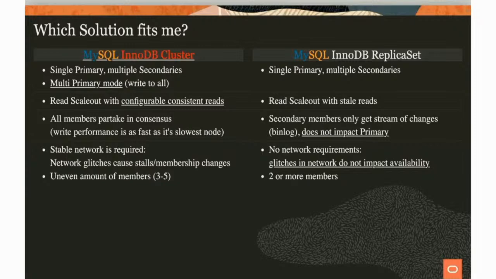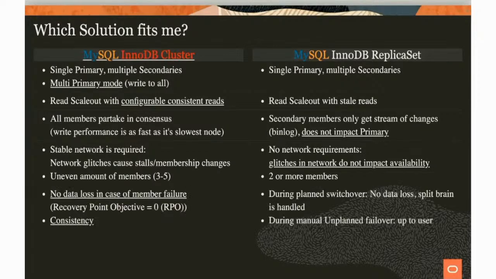And hence we also, because of this quorum and this partition handling, an uneven amount of members is recommended. 3 or 5 is generally the recommended way. And for InnoDB Replicaset, there's nothing that impacts the network issues between primary and secondaries. And you can run on 2 members, that's fine. Of course, you will not have this automatic failover and all of these things, but that might be important.